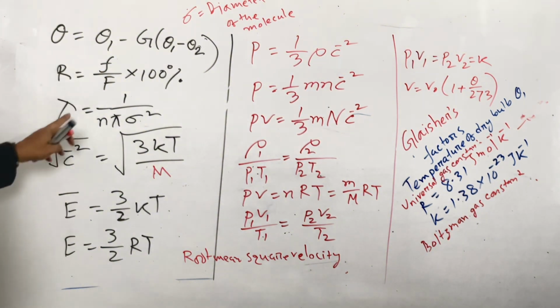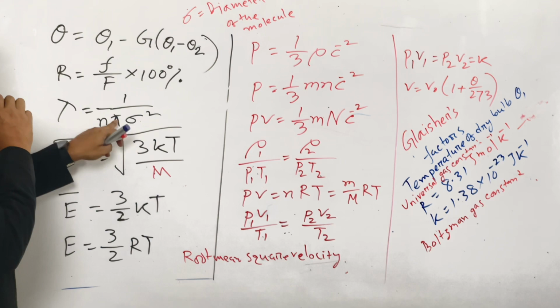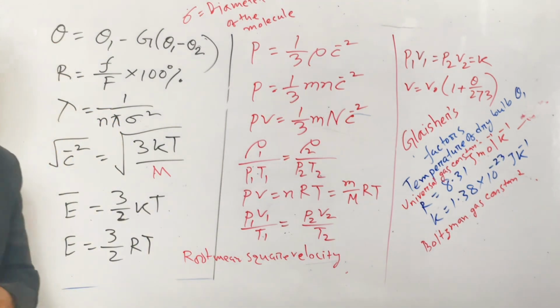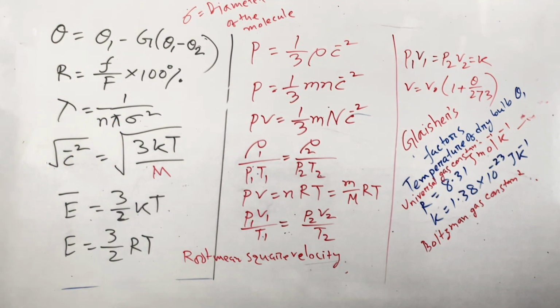Lambda equals 1 over n pi sigma square. What is sigma square? Sigma is the diameter of the molecule, and n is the number of molecules. Then lambda is the mean free path.